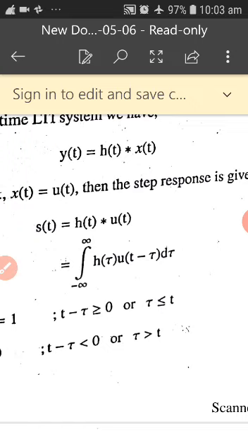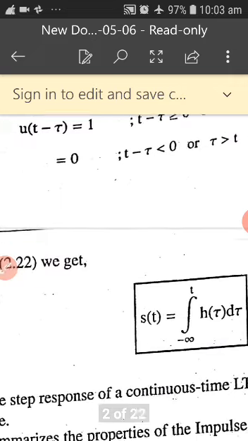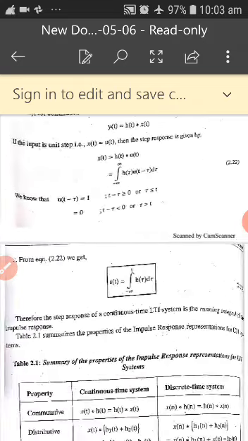So integration from minus infinity to plus infinity h of tau u of t minus tau d tau, where u of t minus tau is equal to 1 for t minus tau greater than or equal to 0, or tau less than or equal to t. Otherwise it is 0 for t minus tau less than 0, or tau greater than t. Then we get the above equation s of t is equal to integration from minus infinity to t h of tau d tau. So this is the unit step response of an LTI system.